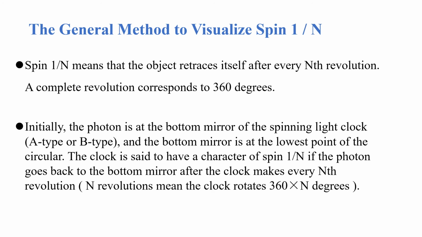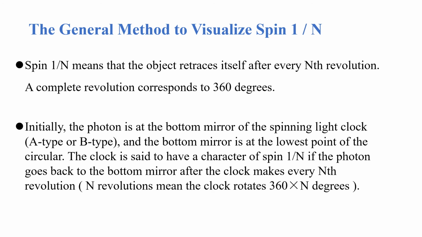Now we introduce the general method to visualize spin 1/n. Spin 1/n means that the object retraces itself after every nth revolution. A complete revolution corresponds to 360 degrees. Initially, the photon is at the bottom mirror of the spinning light clock, no matter whether it is A type or B type, and the bottom mirror is at the lowest point of the circle.